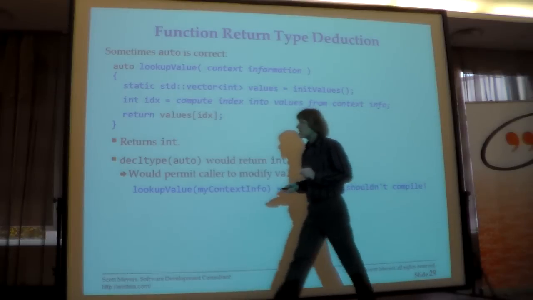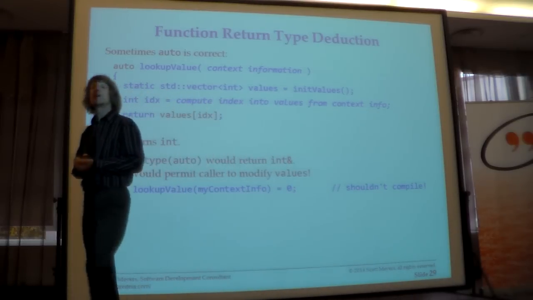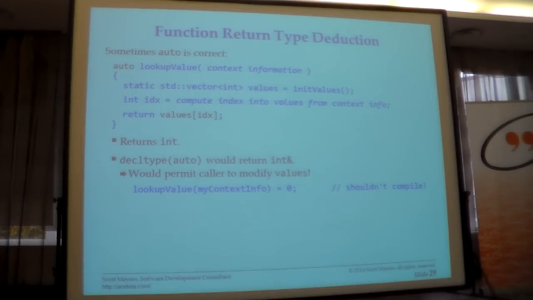Now, this is a function for looking up a value. I want to return a copy of the value. Under those conditions, I want an auto return type. And the reason I want auto is because auto will make a copy.